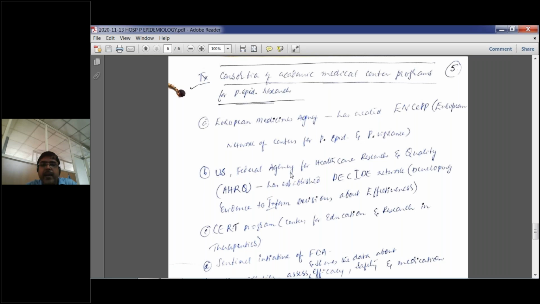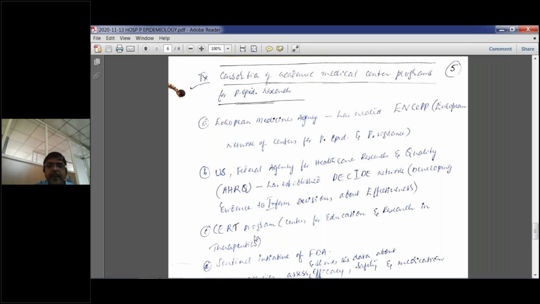Similarly, if you see the Federal Agency for Healthcare Research and Quality, you can see here the DECIDE network. It is developing evidence to inform decisions about the effectiveness. Some agencies will be acting in such a manner that they get the information from various sources and decide whether the drug is effective or not, and they communicate back to healthcare providers so that they can take a rational decision. So such a network is also there. One network is to collect the information. Another type of network is to convey the message about the decisions about the effectiveness.